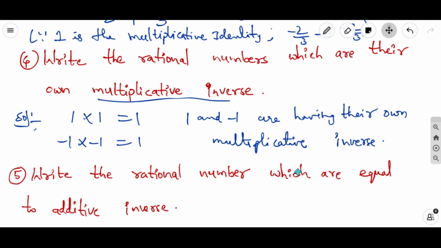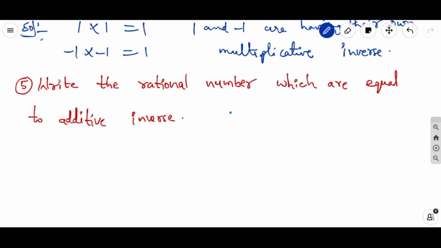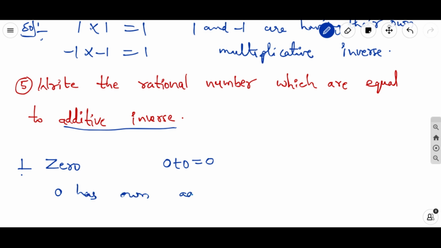Fifth question. Write the rational number which is equal to its additive inverse. Only 0. 0 plus 0 equals 0 only. So 0 has its own additive inverse. You remember, under multiplication 1 and minus 1 have their own multiplicative inverses. Under addition, 0 has its own additive inverse.